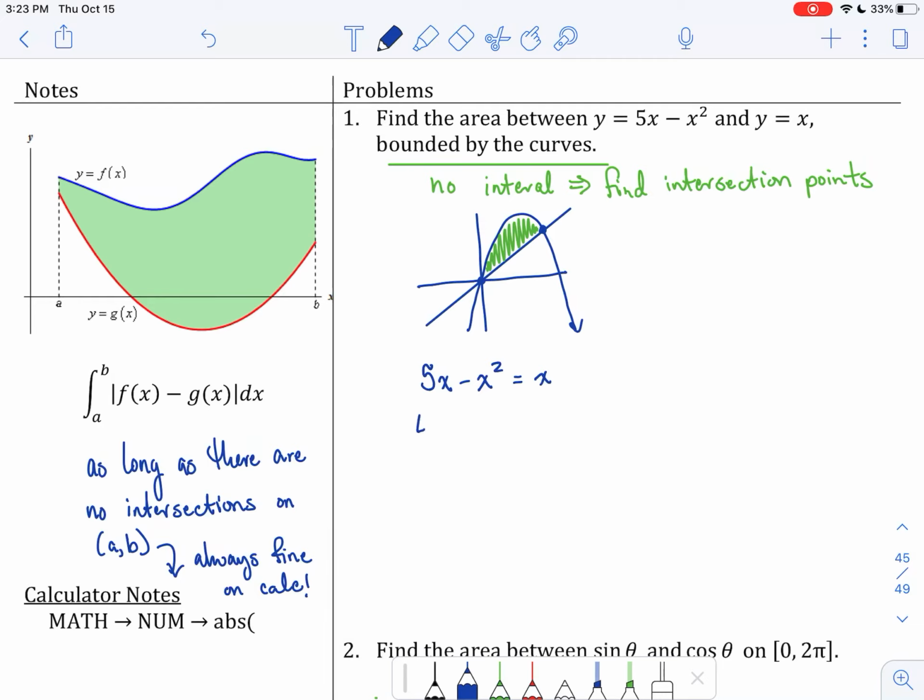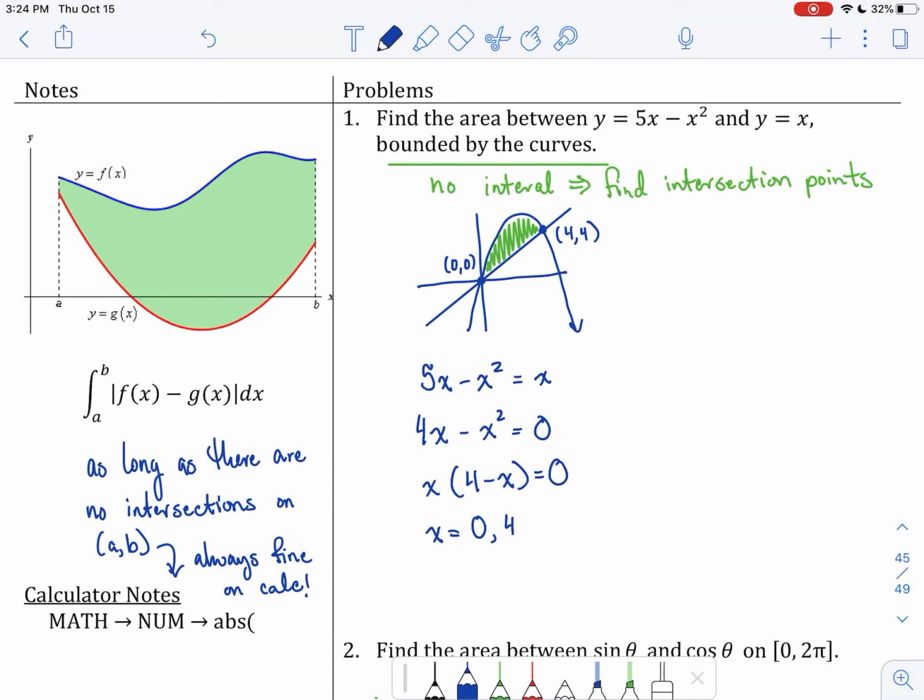I'm going to set it equal to 0 and factor. So I subtract x from both sides, and I get 4x minus x squared is equal to 0. When I factor, I then get x times 4 minus x equals 0. And so we have intersection points at x equals 0 and x equals 4, which makes sense looking at this picture. We have the one that goes through the origin, and then we have 4, 4 up here. And those will be our boundaries.